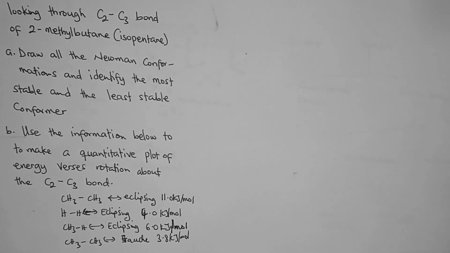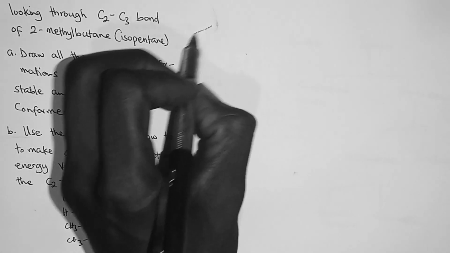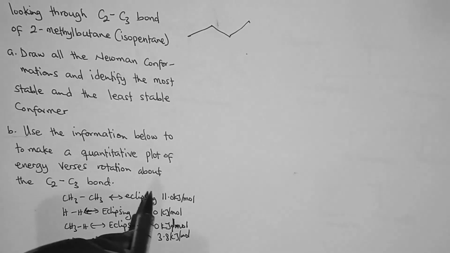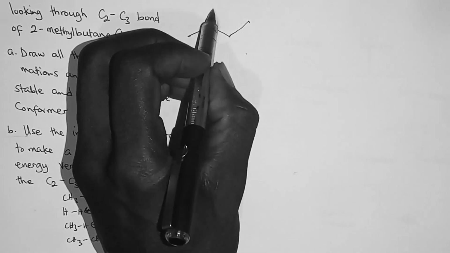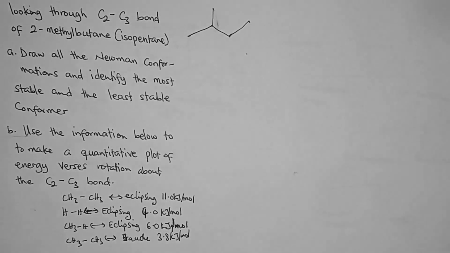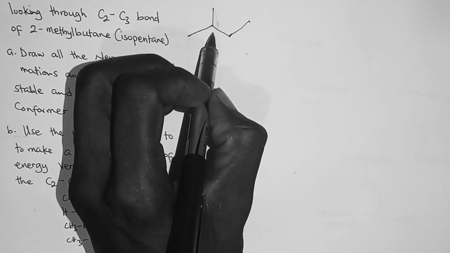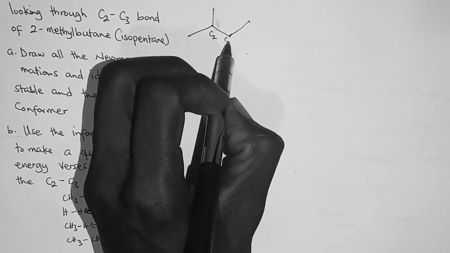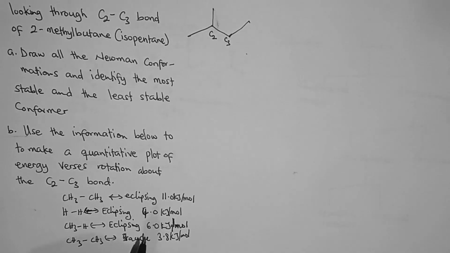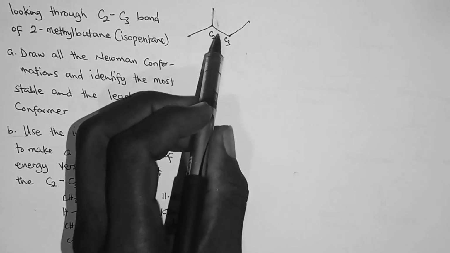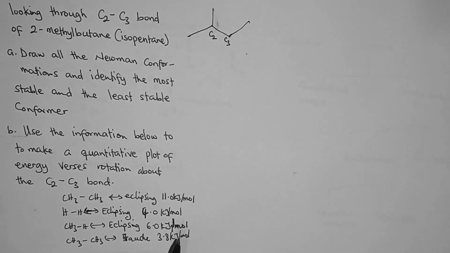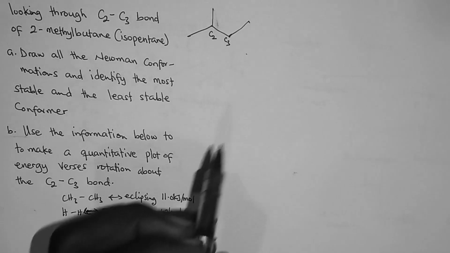So the first thing we have to do is to draw the Newman projections of 2-methyl butane. So this is a normal butane, and so a 2-methyl butane looks like this. So this is the C2 and then the C3 bond. So let's draw all the Newman projections of this molecule.